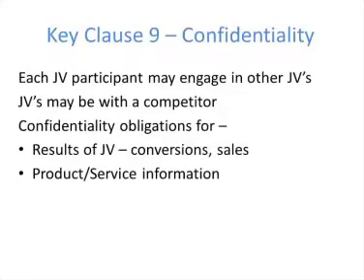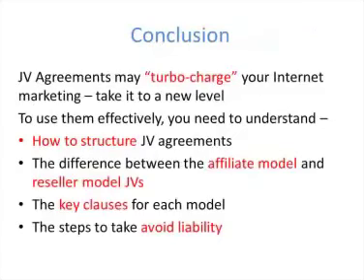Key Clause 9, Confidentiality. Each participant in the JV may be engaged in a series of JVs with other parties, and these other parties could be competitors of the JV partner that's in the particular JV of the moment. For this and other reasons, confidentiality obligations may be important to document for each party, and that should usually cover the results of the JV in terms of conversions and sales. You probably don't want that to be public knowledge, and specific information about the product or service that's offered as a part of the JV.